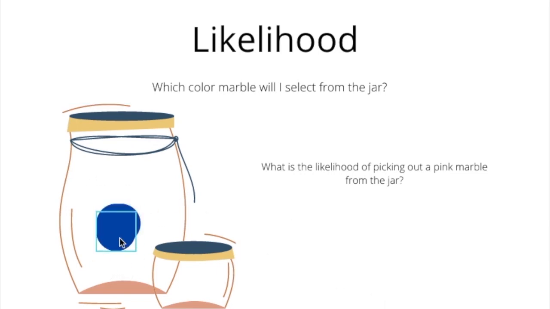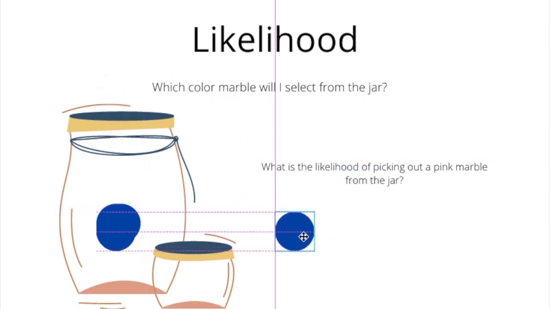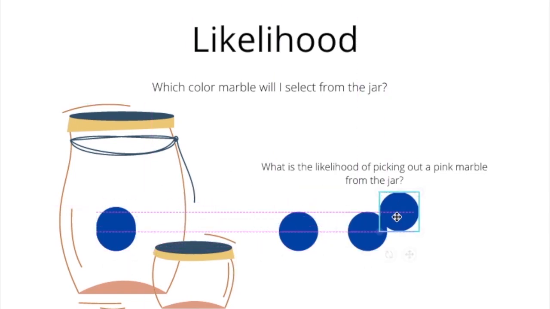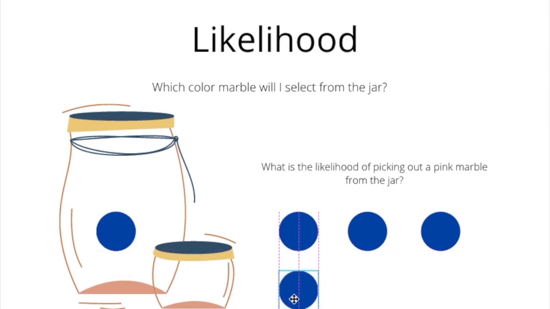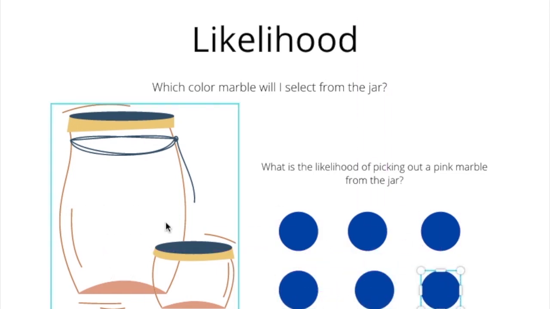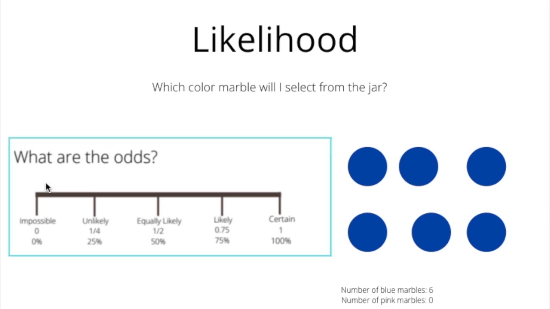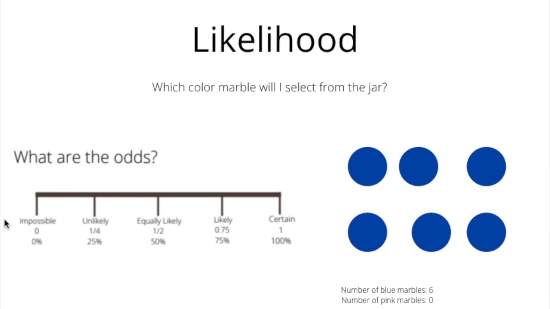Did I hear you say that you thought the likelihood of picking out a pink marble from the jar would be almost 0? Well, if you did, you'd be correct, because as we can see, we have only blue marbles in this jar. So after counting the colors of the marbles in the jar, we now know that the odds of picking out a pink marble are impossible because there are 0 pink marbles in this jar.